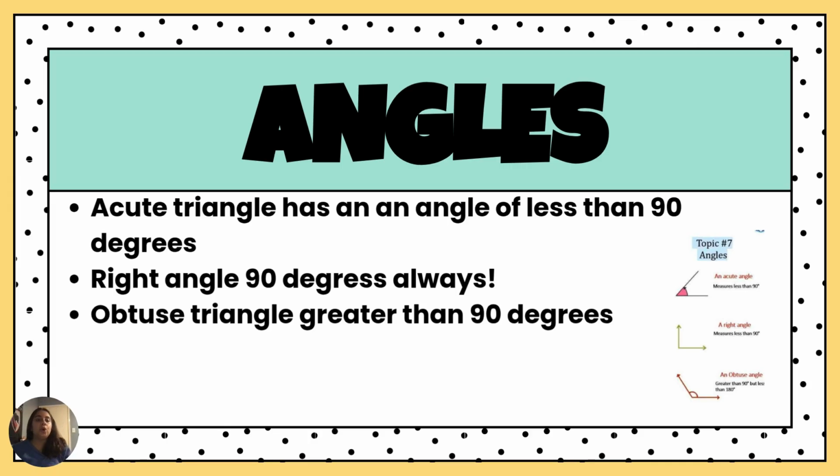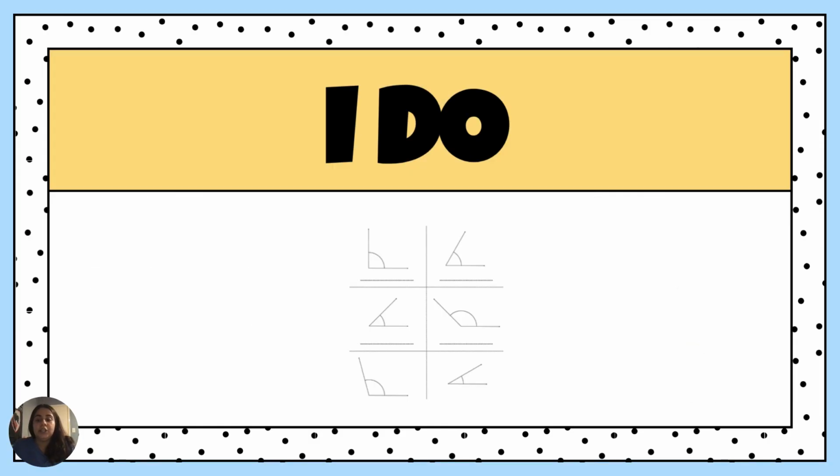Okay? So, an acute, what is the angle of it? Less than 90. Good job. A right angle is always going to be 90 degrees. Good job. And our obtuse triangle is going to be greater than 90. Good job.